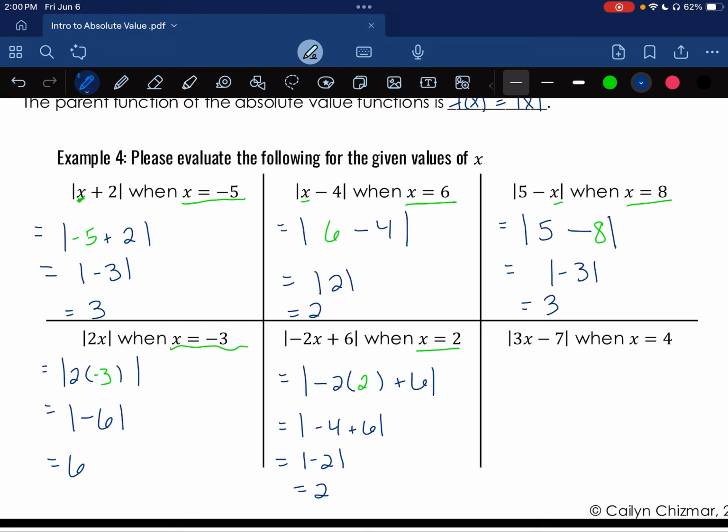All right, and last one. Plugging in 4, this will look like 12 minus 7, which is 5. Take the absolute value of that and just get 5.